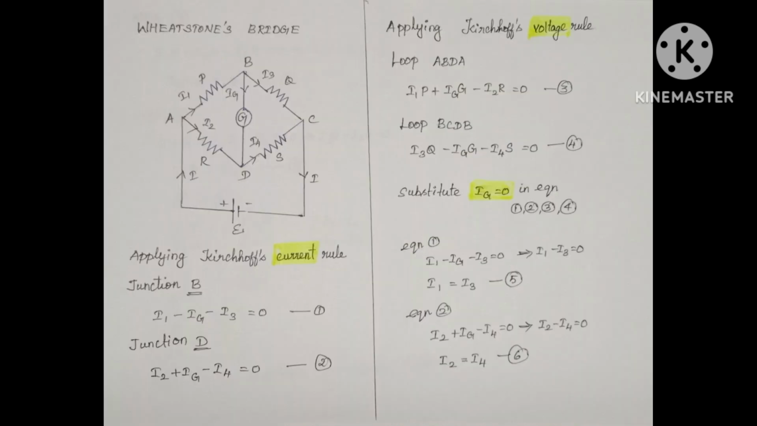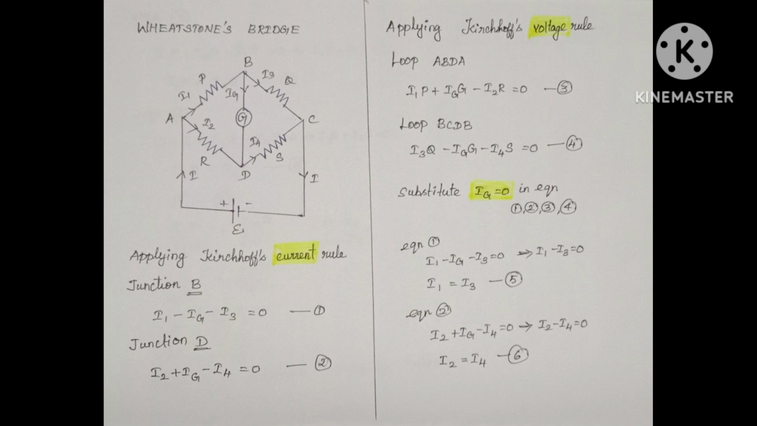Bridge balance in the Wheatstone bridge. Here P, Q, R, S are four resistances, and G is the galvanometer. It is connected between junctions B and D. The battery is connected between points A and C.